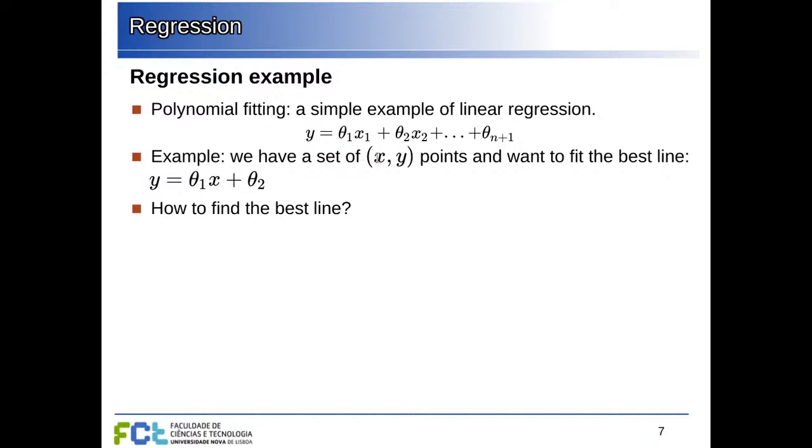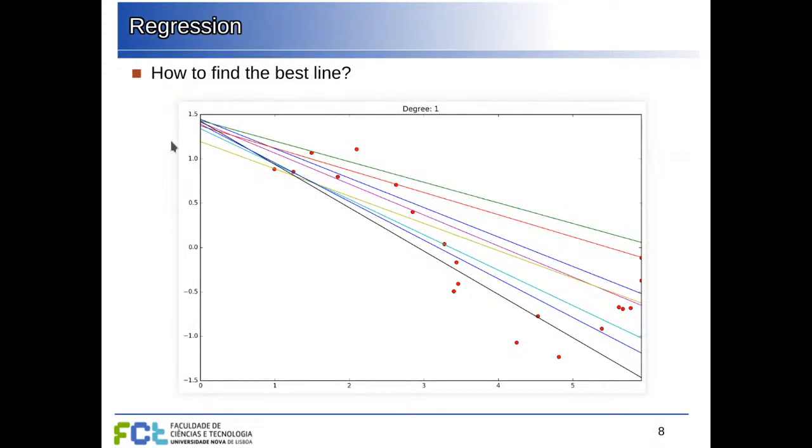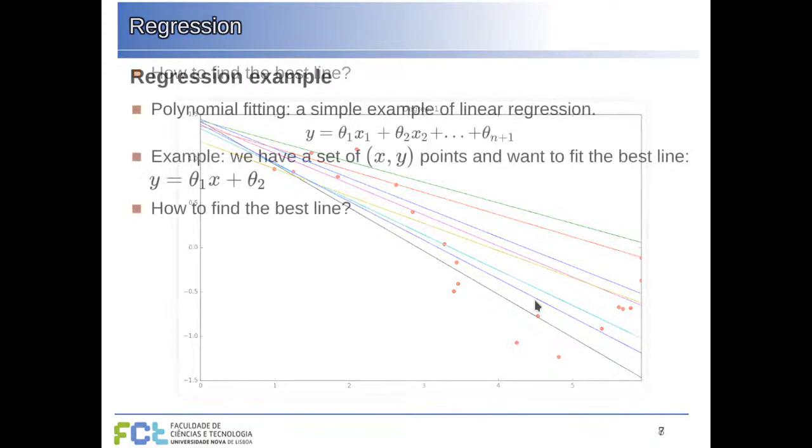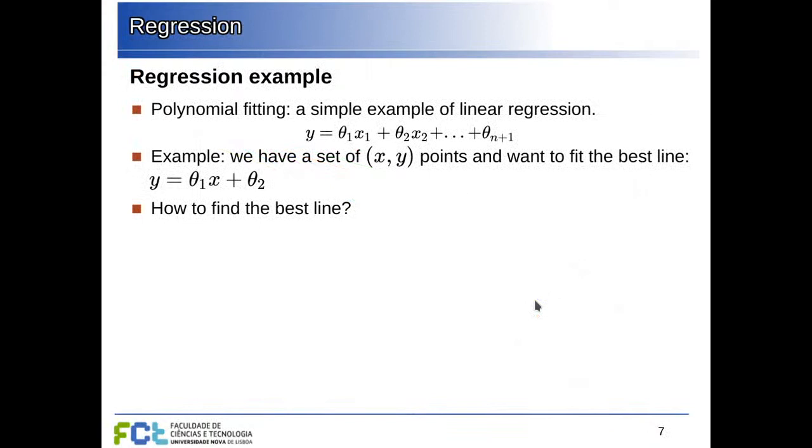Suppose that we have a set of points. Each point has one value for the feature, this is the x, and one target value, the y. And we want to fit the best line through these points, for example, these points here that we have. So we want to fit the line as close as possible to these points.